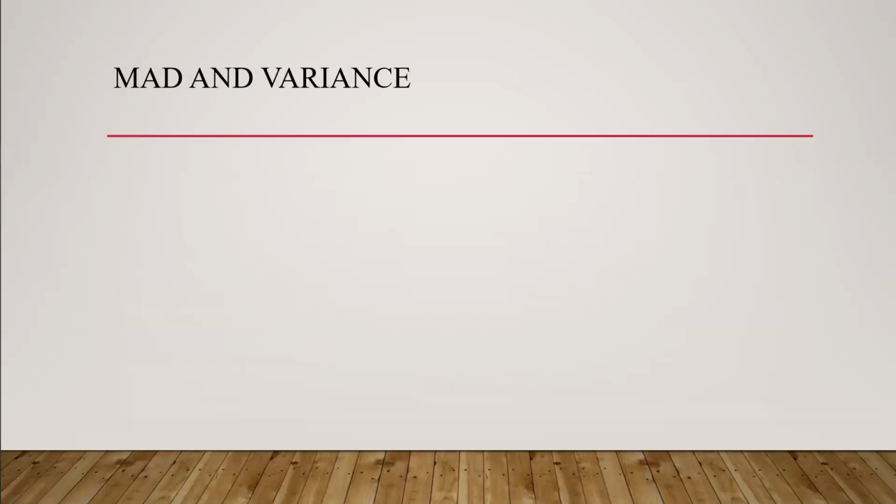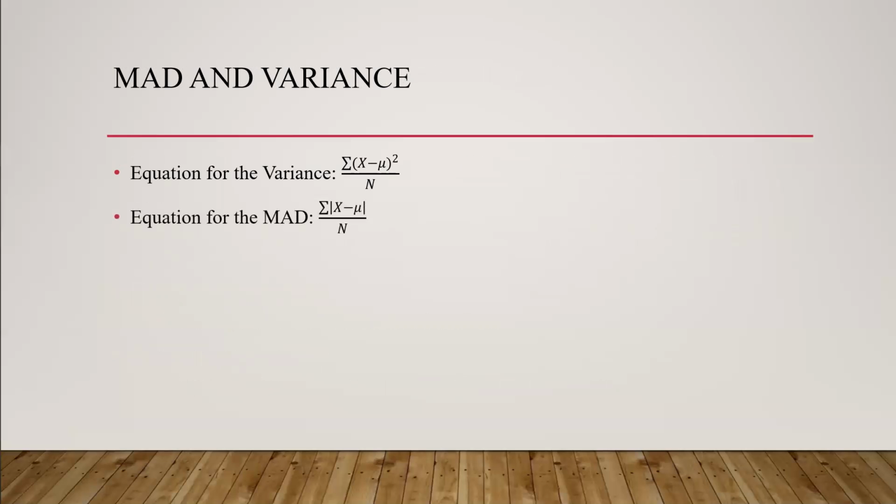Let's get into how they actually look and what equations you use to calculate them. For variance, it is a summation of the data points minus mu, which is just the mean. Then you square them, and then you divide by the total number of data points. Now for the MAD, the difference is that there's no longer a square, now it's an absolute value.